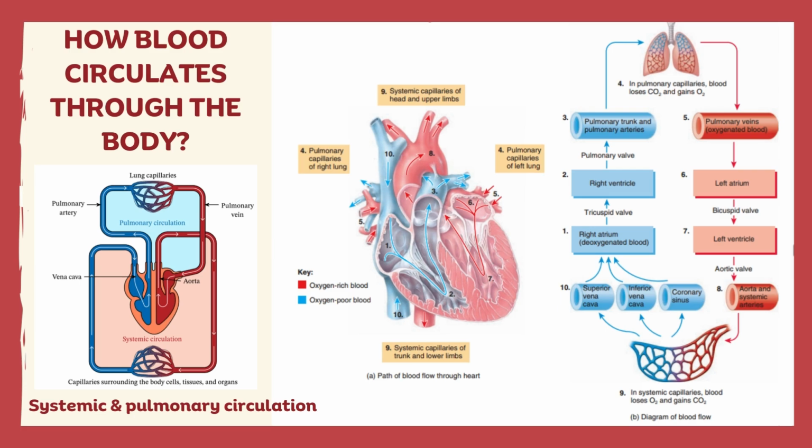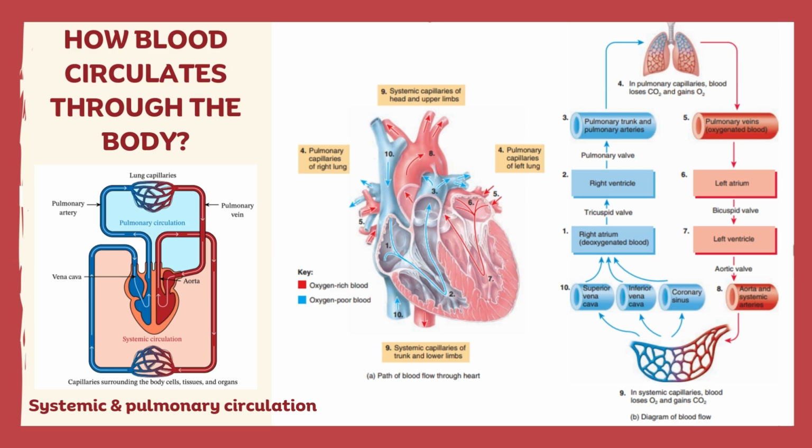In pulmonary circulation, deoxygenated blood enters the heart through the superior and inferior vena cava, filling the right atrium. It flows through the tricuspid valve into the right ventricle, and during contraction, the blood is pumped through the pulmonary valve into the pulmonary trunk, leading to the lungs via the pulmonary arteries. In the lungs, gas exchange occurs as carbon dioxide is released and oxygen is absorbed, reoxygenating the blood.